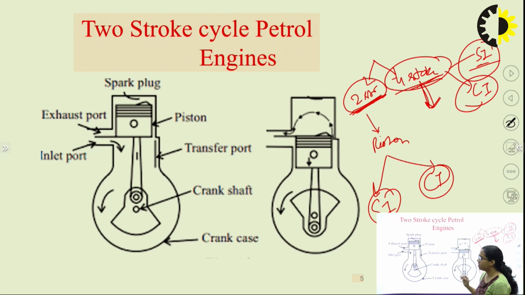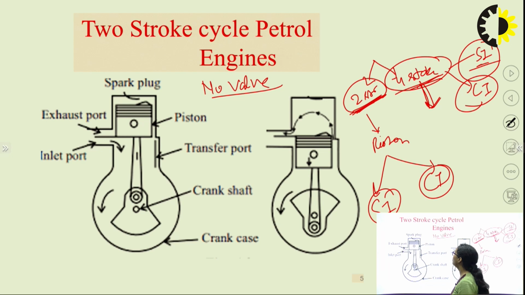Now what are the constructional differences between two-stroke and four-stroke? First, there are no valves. When we talk about two-stroke engines, there are no valves. No valves are used in this engine. Then what is used? Here ports are used.